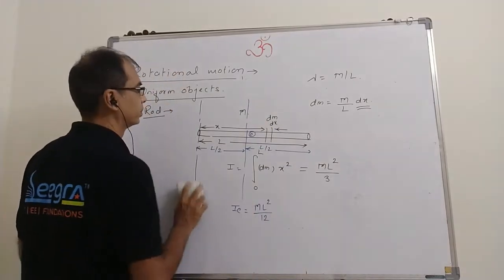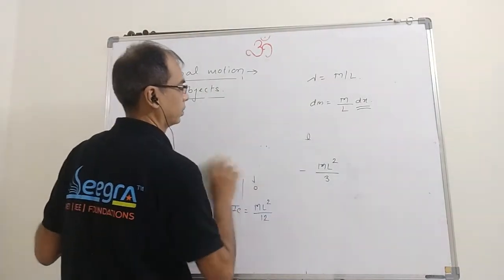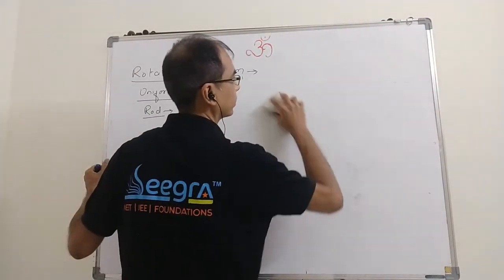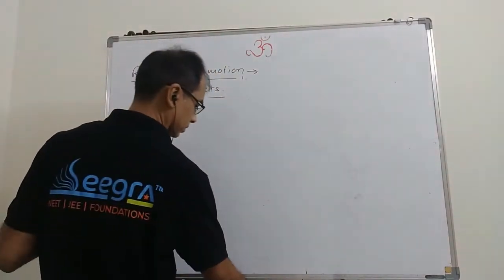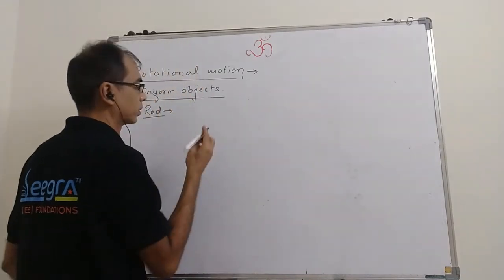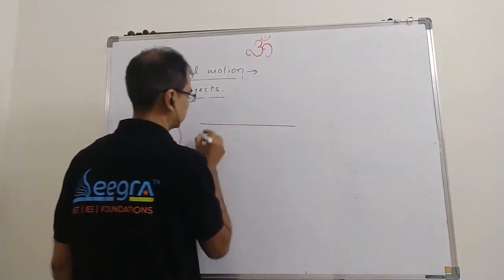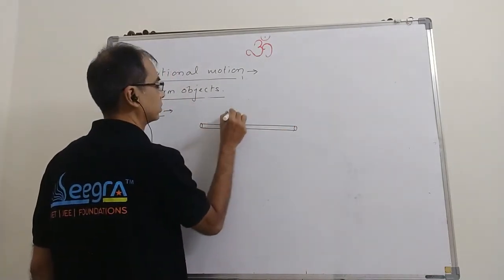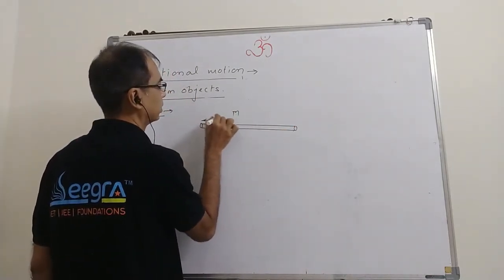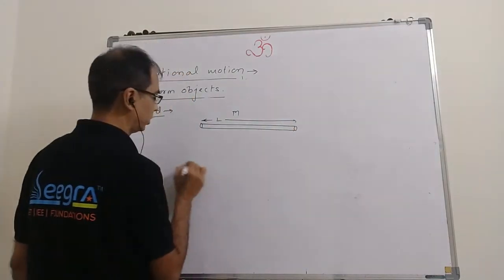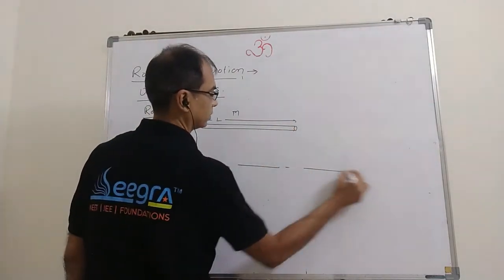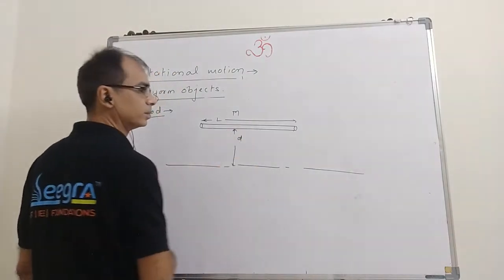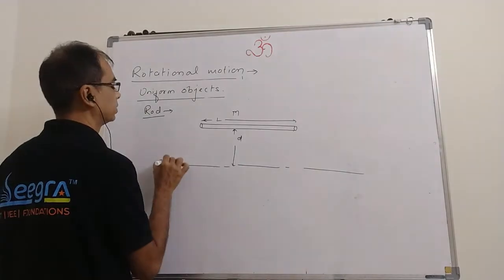Okay, so see that. First question, the simplest one. This is the rod. Mass is m, length is L, and we have to find the moment of inertia about this axis. From here, this distance is d. Let's say this axis is PQ.